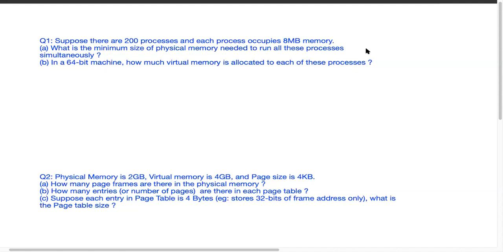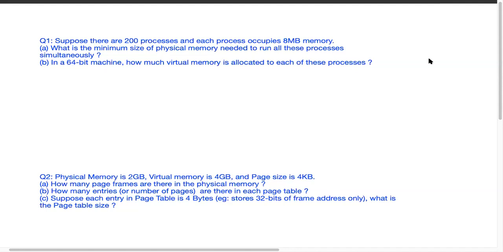Second part, 1B. In a 64-bit machine, how much virtual memory is allocated to each of these processes? What's the answer? Not infinite. 2 raised to power 64, that's right. That looks like practically infinite, but it's not infinite, right? It gives an illusion of practically infinite. That means it would be taken care of. The program will always load.